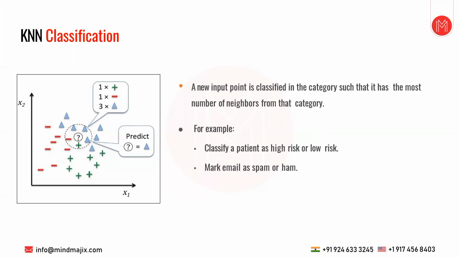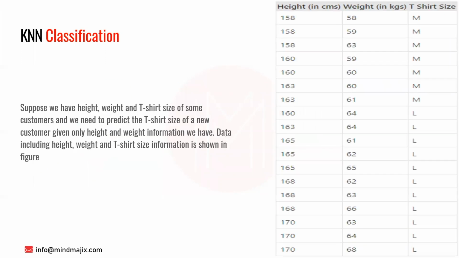So let's understand a KNN example from real life. Here I have one problem statement. First of all, we have to read this problem statement, and based upon it, we have to work out how we can use the KNN classification technique to get a solution. Suppose we have the height, weight, and t-shirt size of some customers, and we need to predict the t-shirt size of a new customer given only height and weight information. The data including height, weight, and t-shirt size is already provided here in this table.